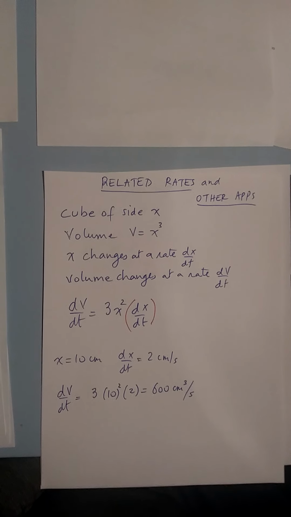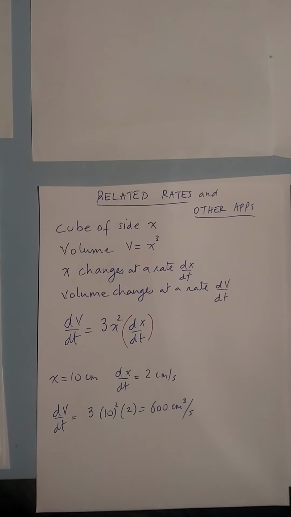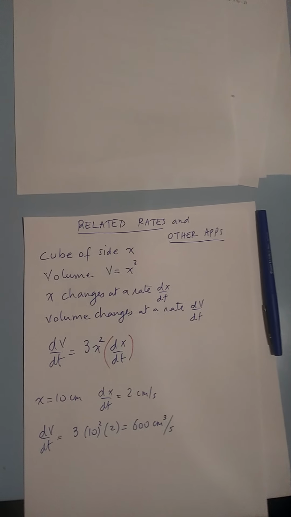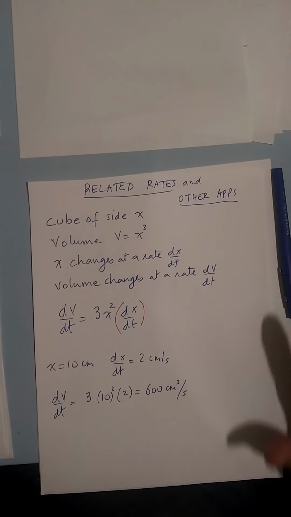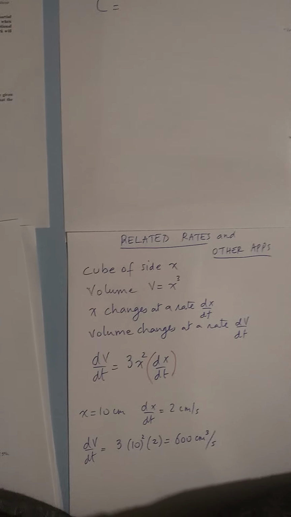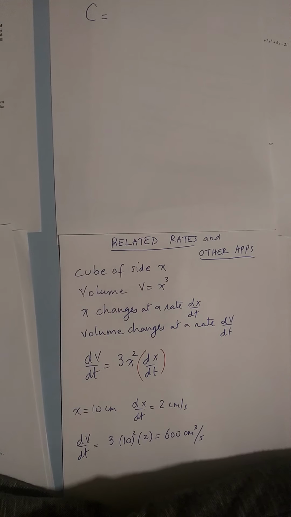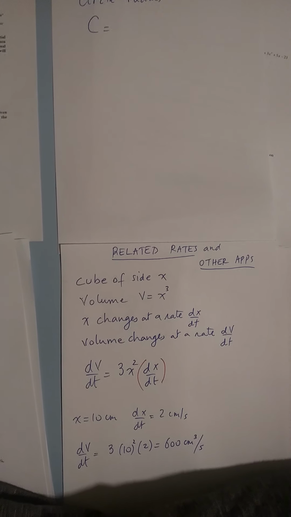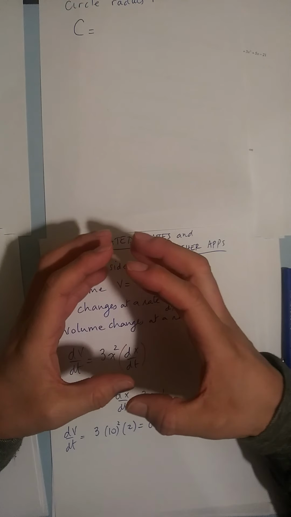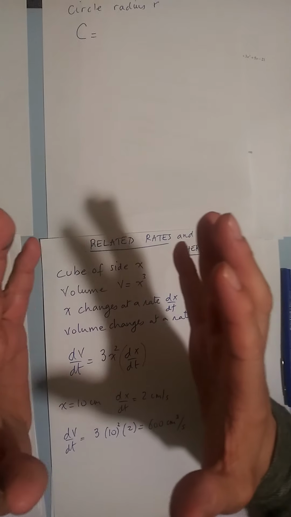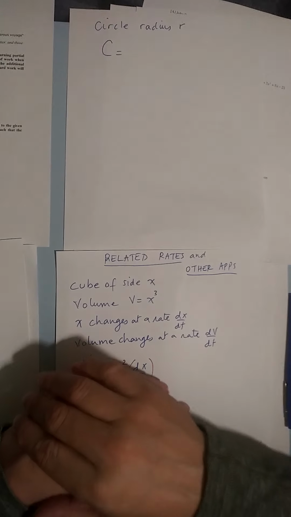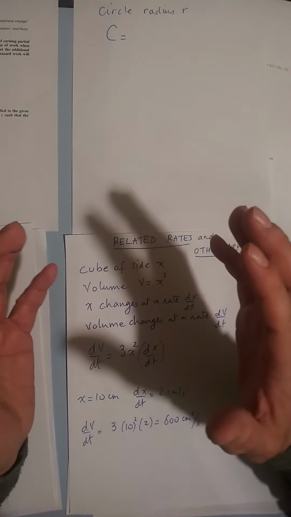Today, we're going to cover related rates and other applications of derivatives. We'll start with the related rates. A related rate is how two quantities that are related, how their rates of change are affecting one another. For example, if you have a cube of side x and then the side gets bigger, how does that affect the volume of the cube? How does that affect the surface area of the cube?